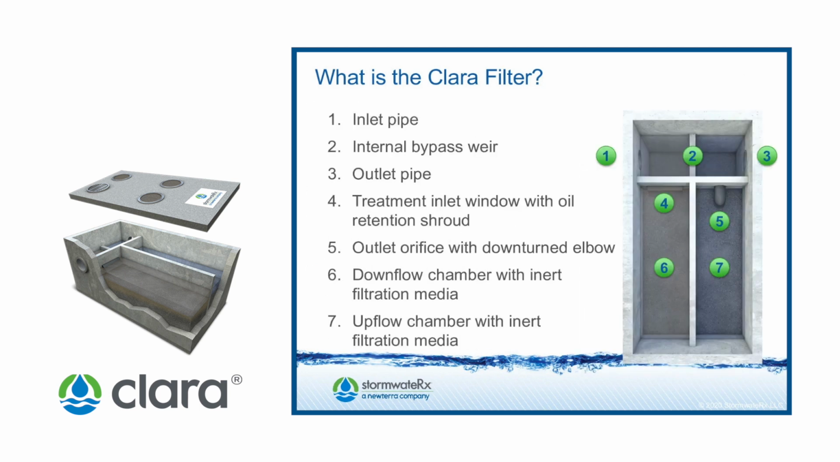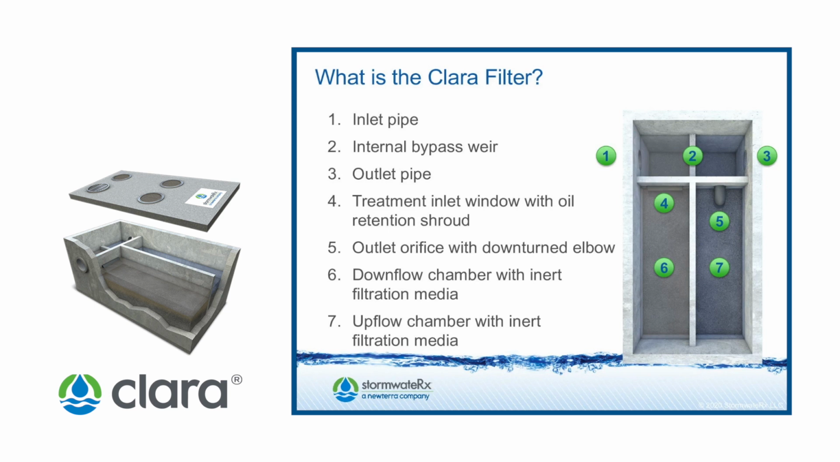So what is the Clara Filter? There are 7 major components that make up the 4-chambered Clara Filter. Number 1, located in chamber 1, is the inlet pipe where untreated stormwater enters the Clara Filter. Number 2 is our internal bypass weir that separates chambers 1 and 4. Number 3, which you see on the top right-hand side, is located in chamber 4 and is the outlet piping, where treated water exits the Clara Filter.